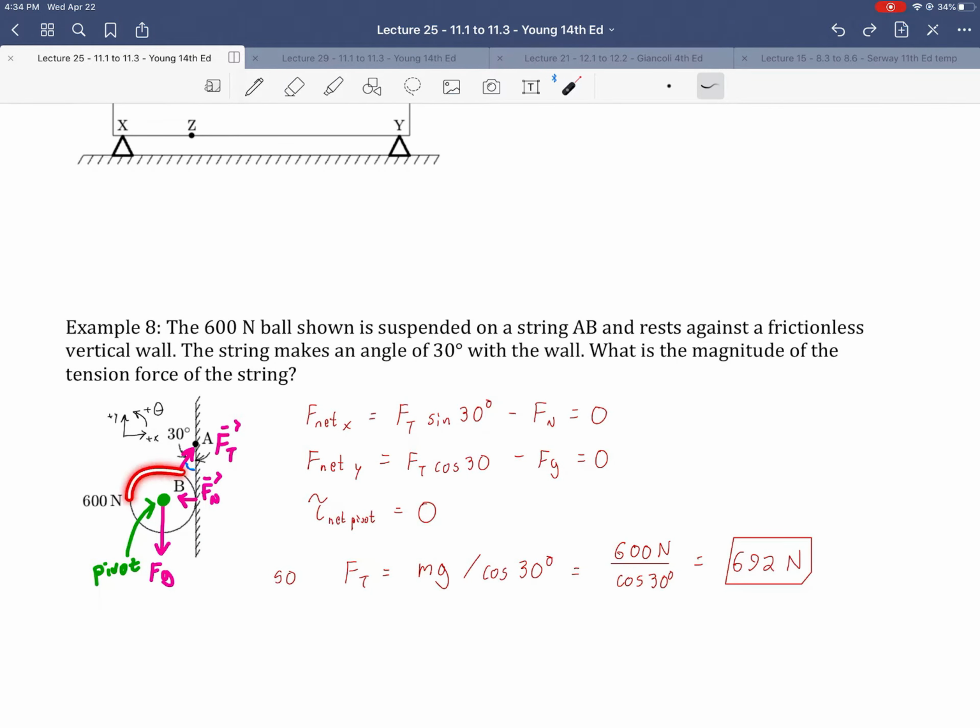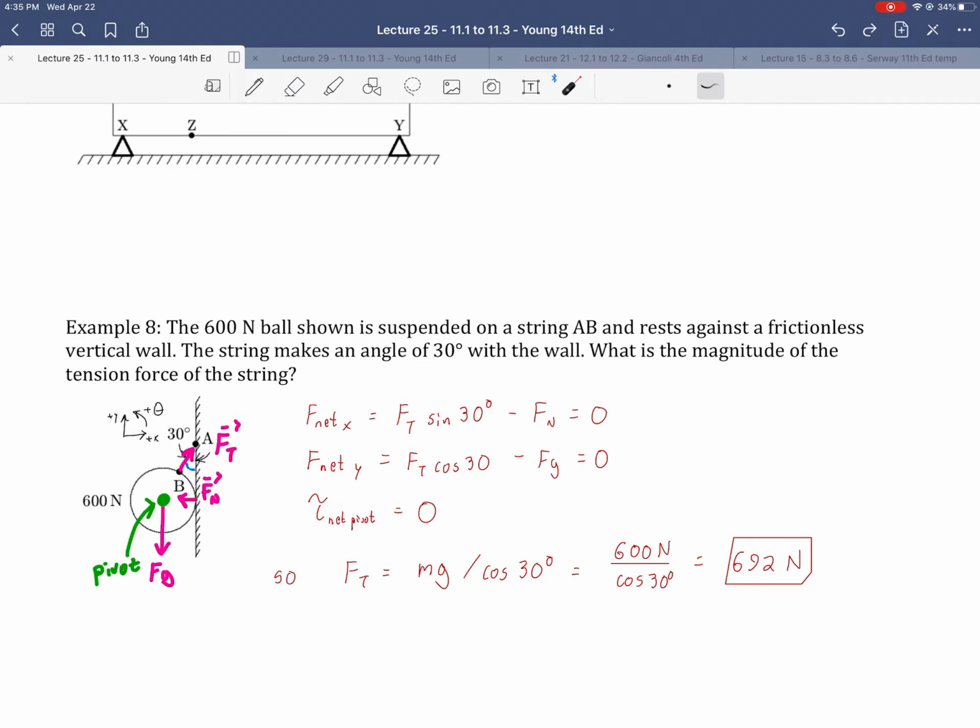Okay, so I included one more. It's kind of similar. It's going to be a sum of torques being 0. I included this example because I wanted to show that we could work with things that aren't just rods and cords. We can do things like spherical objects, like here. A 600 Newton ball shown is suspended on a string, and it rests against a frictionless vertical wall. The string makes an angle of 30 degrees with the wall. What is the magnitude of the tension force of the string?